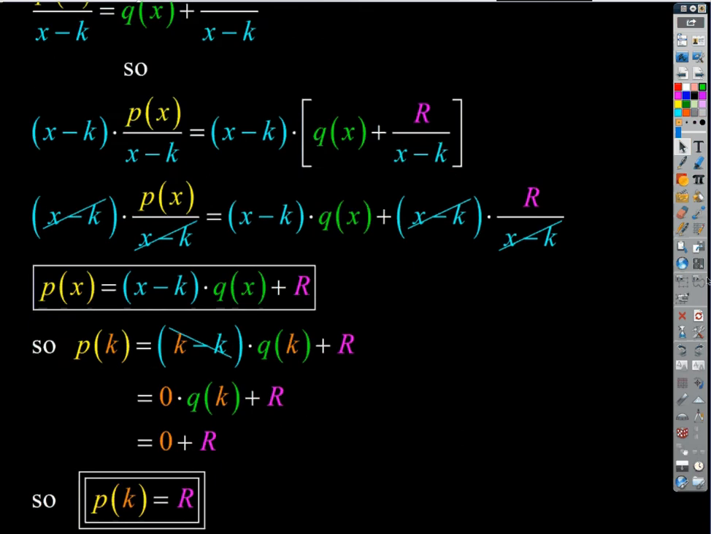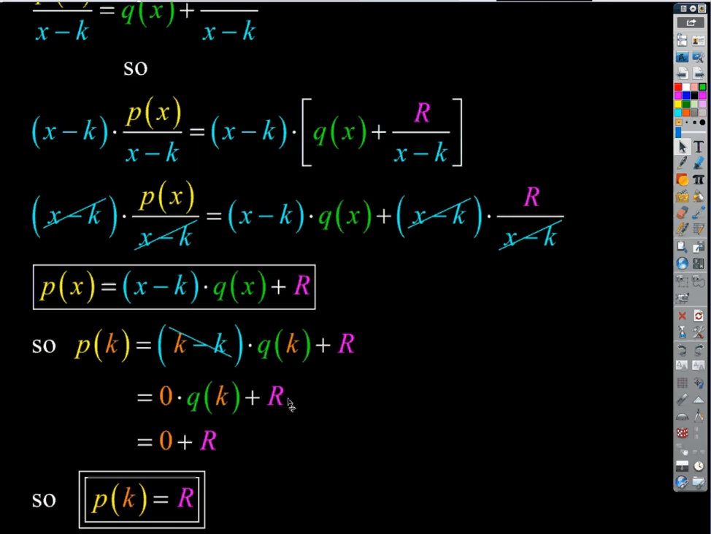So if I want to evaluate this function at k, well, I know that on the other side, if I plug in k for x, I'm going to get a 0 times something, which is always 0. The only part that's going to be left is r, the remainder. So it has to work every time. So what's the point of this? This is kind of the proof, but it works out to be so easy. Then we get a freebie way to evaluate functions.